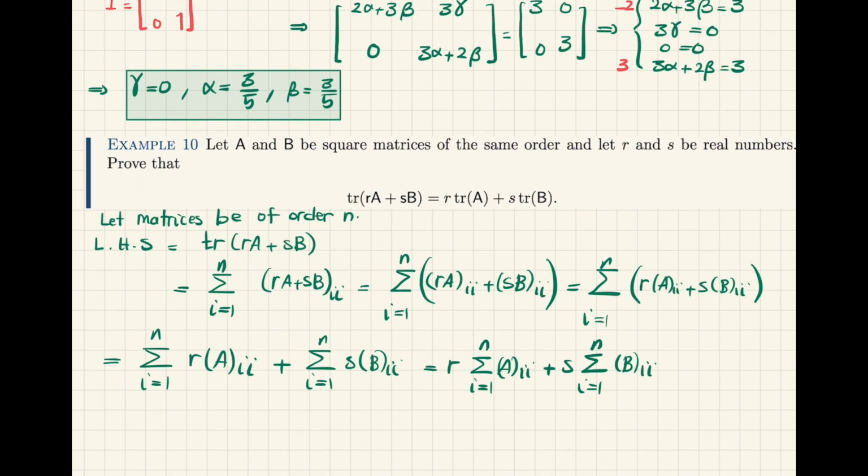But now if I ask you, what is this one? The answer is this is the trace of A. And what is this one? This is the trace of B. So this becomes R times trace of A plus S times trace of B. Okay? So here, this multiplication and this multiplication are new multiplications, and this is the new addition, but this addition is the old one. These multiplications are also old ones because they have been done at the level of numbers. These are done at the level of matrices.